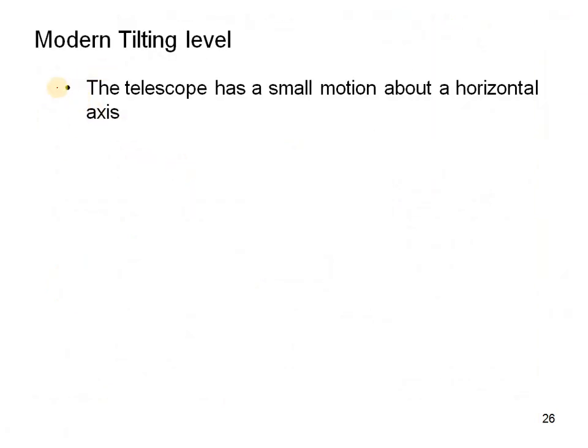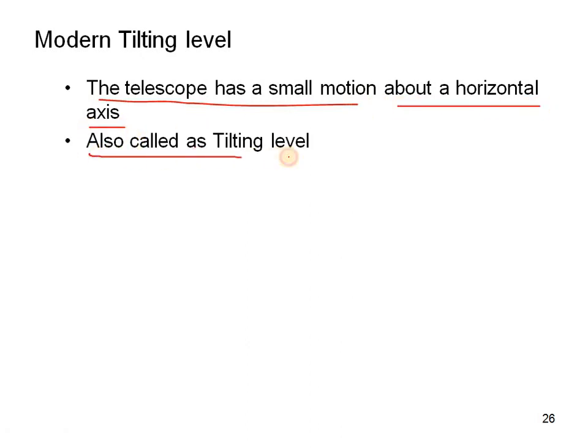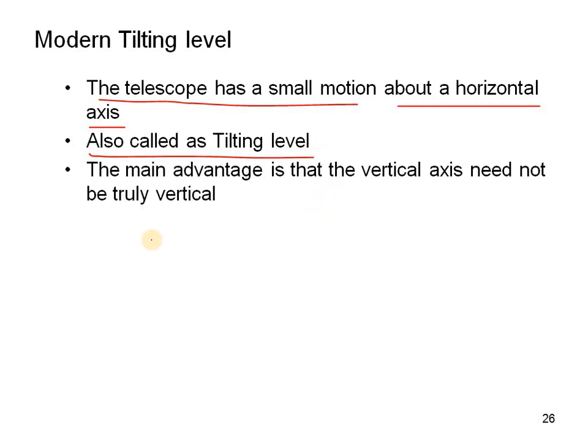So the modern tilting level: here we can see the telescope has a small motion about a horizontal axis, and it is also called a tilting level. The main advantage is that the vertical axis need not be truly vertical. That means the diaphragm will not be in the center, so there is no problem from this point of view.